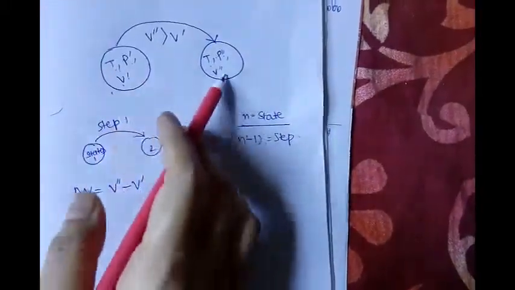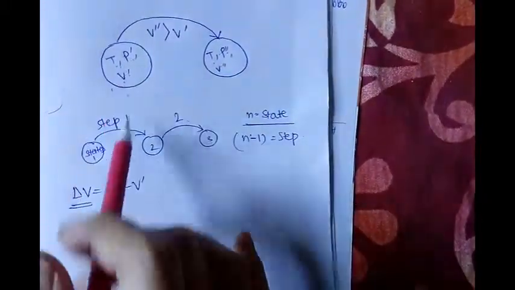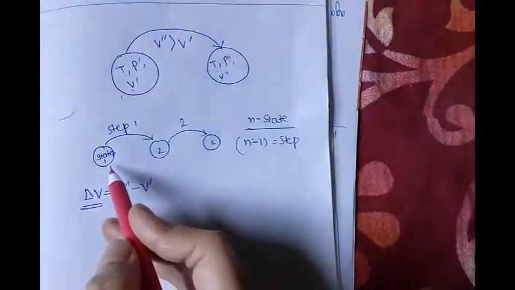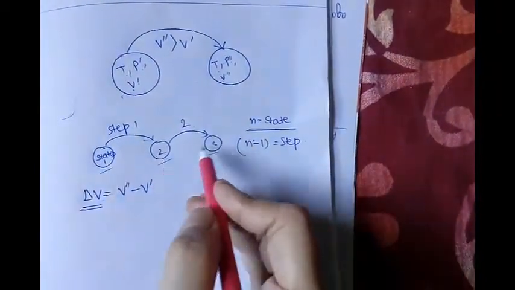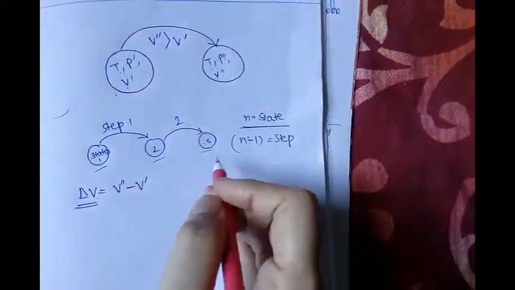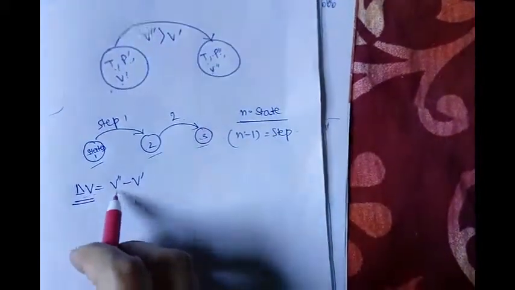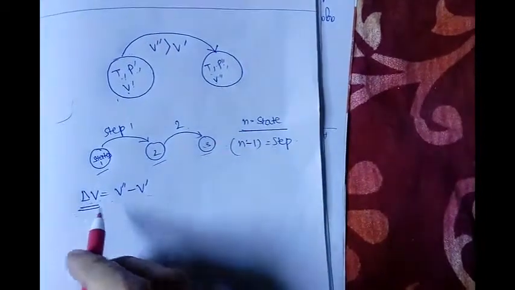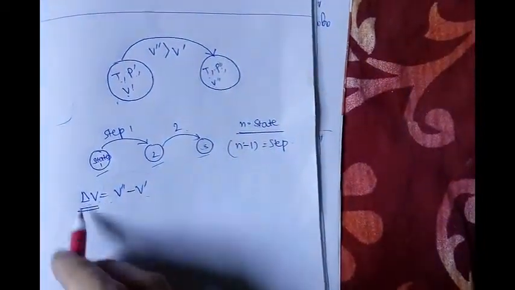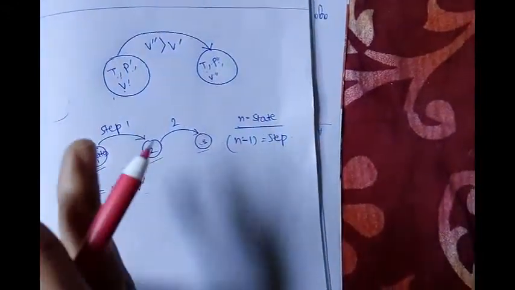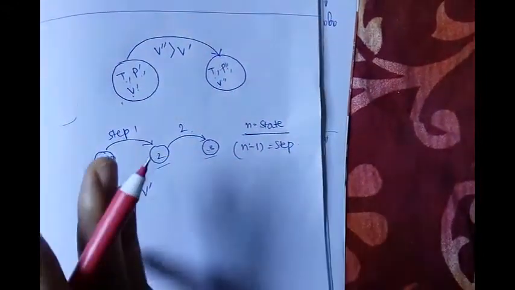Here the state variables are V prime, V double prime, and the difference is delta V. When the number of states increases, here three states are present. If a process involves 4 states, then with an increasing number of states, the difference between two state variables decreases. That difference will be between two successive steps, the state variable in two successive steps.